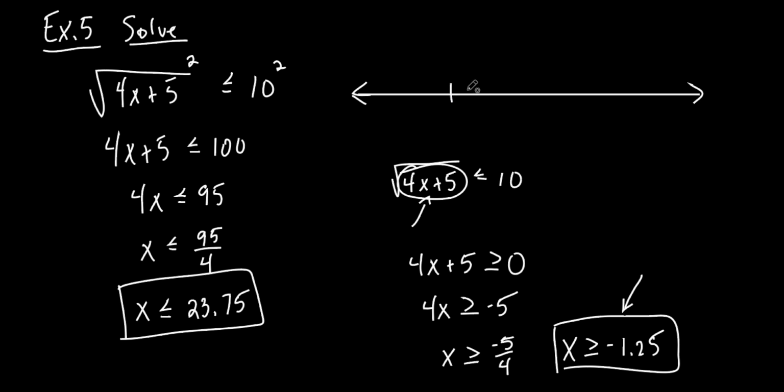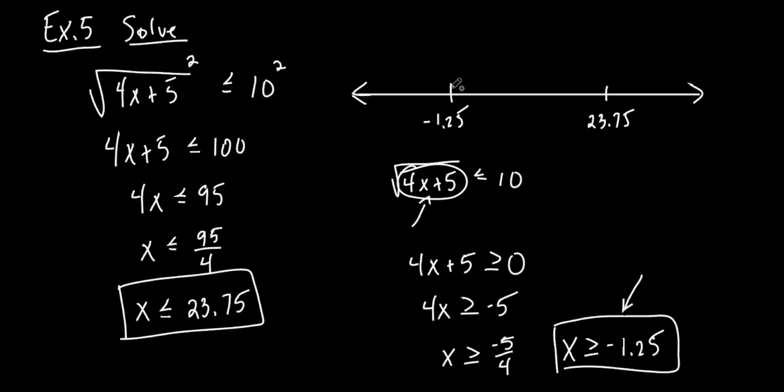So let's put our critical points in here. This is negative 1.25. It's a lot easier using decimals when it comes out like this, so let's put them in as decimals. You don't have to be exact. Just put 2 points, the smaller one on the left and the bigger one on the right. So now what do we got? Everything less than 23.75 and everything greater than negative 1.25. So how do we graph this?